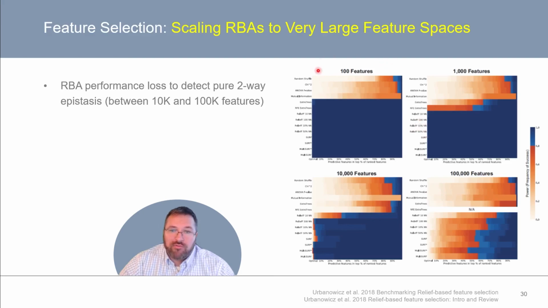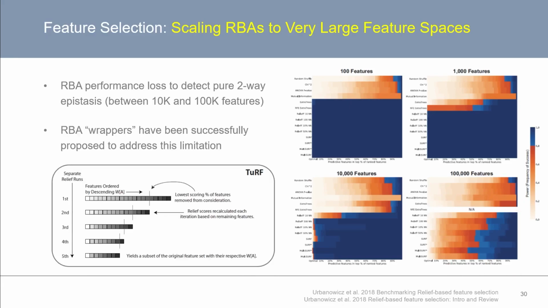So for 100 features, all algorithms except chi-square, ANOVA, and mutual information detected the pure two-way interactions perfectly. At 1,000 features, the extra tree wrapper algorithms based on decision trees started to fail. And at 10,000 features, the only reliable algorithms are the relief-based ones. And lastly, at 100,000 features, RBAs tended to rank the relevant interacting features only in the top half of all features. However, fortunately, a handful of wrapper methods have been developed that can address this limitation.